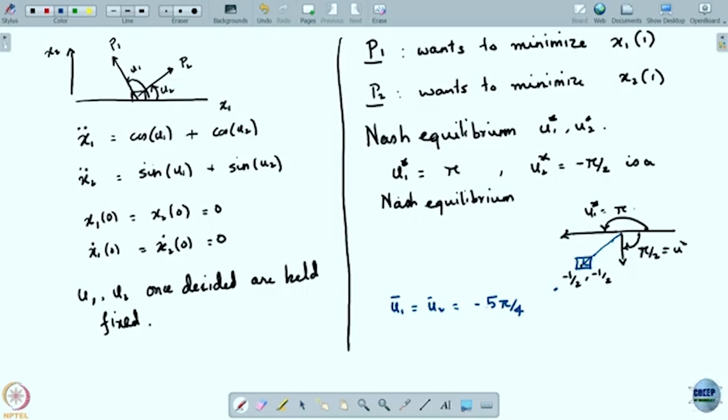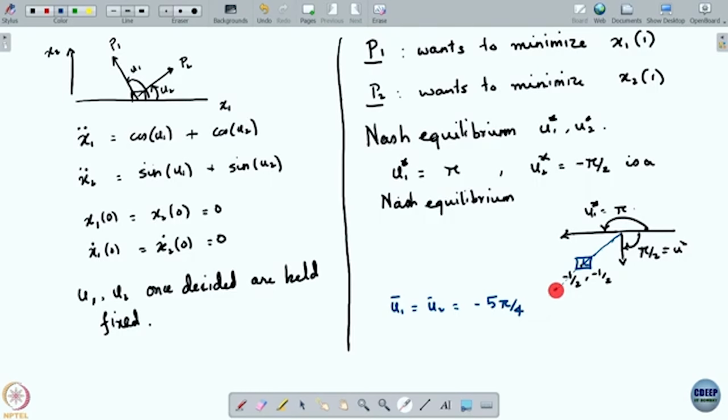Suppose player 1 pulls along minus 5 pi by 4, thinking that is the cooperative solution. If player 1 pulls along this direction, player 2 can deviate to any direction here, and get a better result than what he gets by playing minus 5 pi by 4. So minus 5 pi by 4, minus 5 pi by 4 is not sustainable in a non-cooperative setting, because in the absence of communication, each player has an incentive to deviate from this, right?